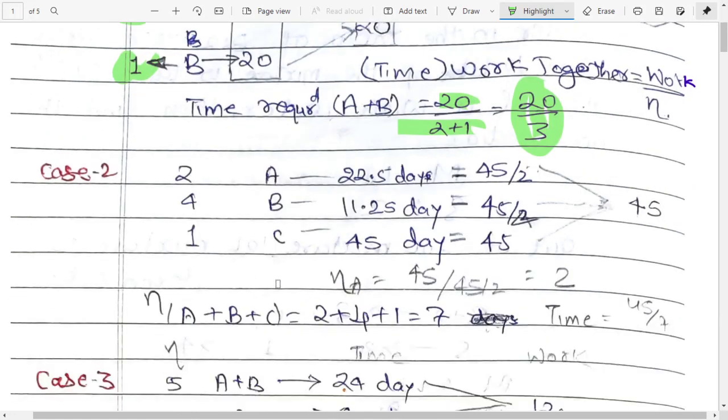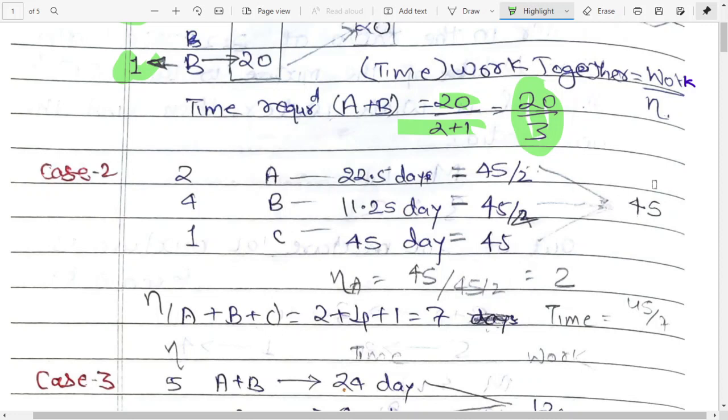So going ahead with case 2, suppose there are 3 persons A, B and C. The first person requires 22.5 days, the second person requires 11.25 days, and the third person requires 45 days. Before calculating the time, you need to calculate how many units of work they will perform. So we need to consider the LCM of all 3 persons. 22.5 you can write as 45 by 2, similarly 11.25 you can write as 45 by 4, and 45 days is already 45.